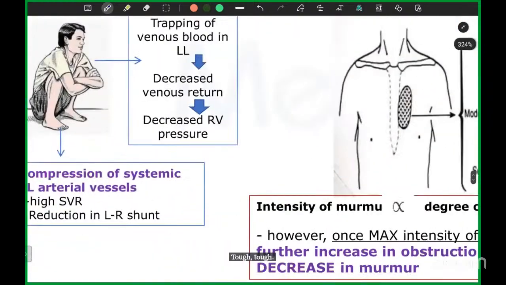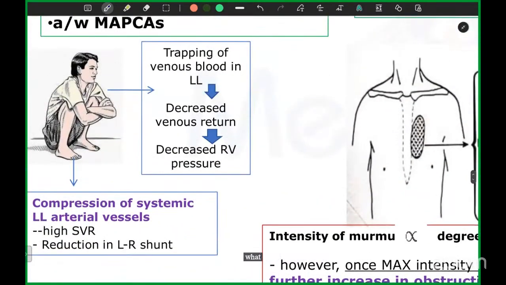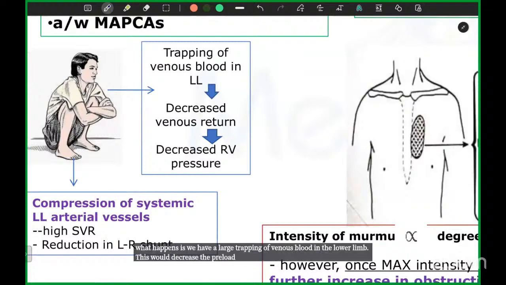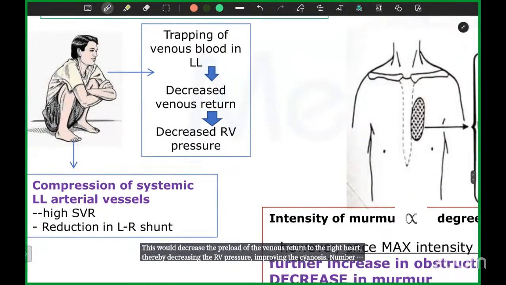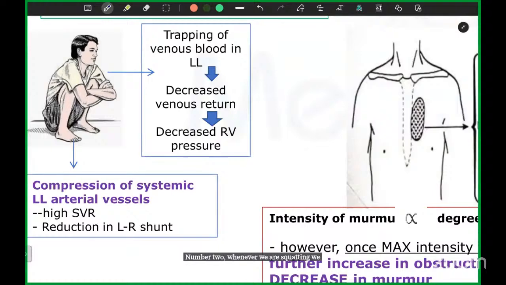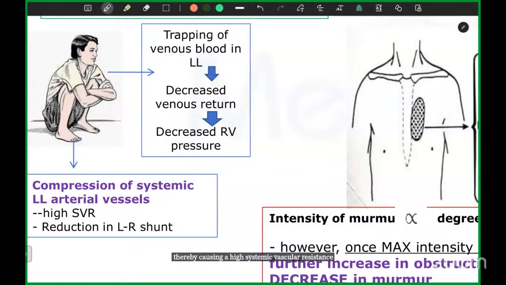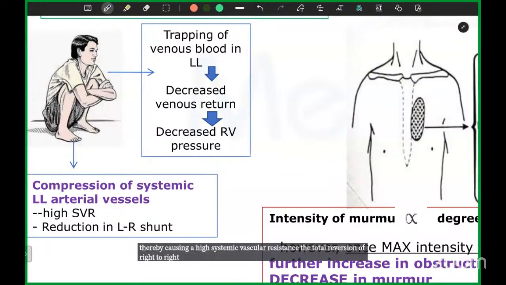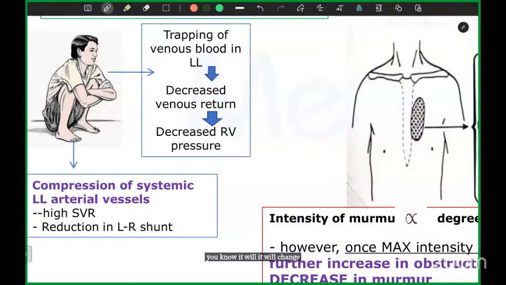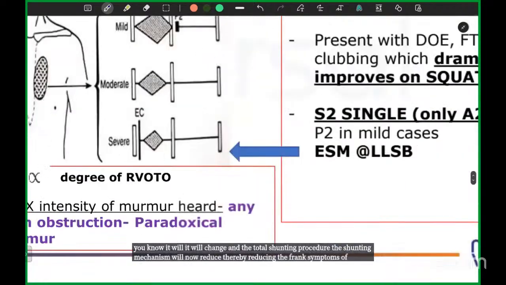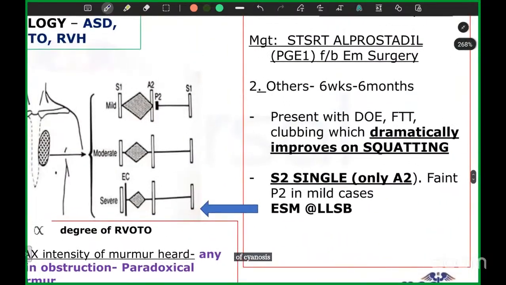Why? Whenever this kid will squat, what happens is we have a large trapping of venous blood in the lower limb. This will decrease the preload of the venous return to the right heart, thereby decreasing the RV pressure, improving the cyanosis. Number one. Number two, whenever we are squatting, we are compressing our systemic lower limb vessels, thereby causing a high systemic vascular resistance. The total reversion of the right to left shunt now will change, and the shunting mechanism will now reduce, thereby reducing the frank symptoms of cyanosis. So anytime there is dyspnea, failure to thrive, clubbing, cyanosis, which is improving on squatting.